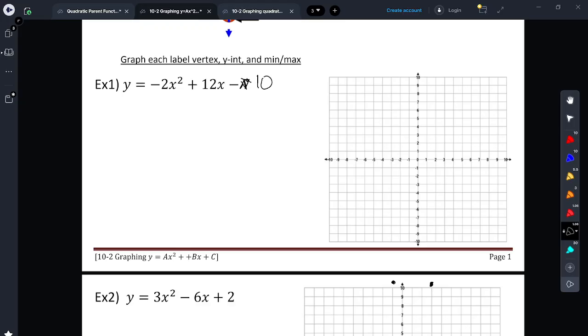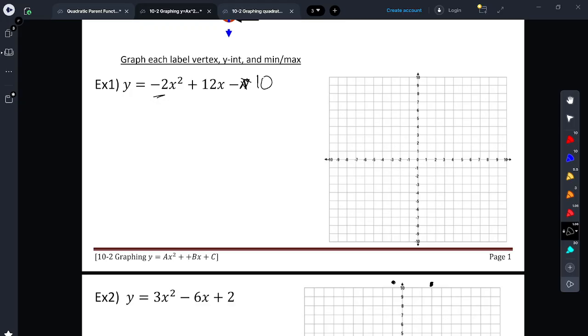Okay, so just looking at this for a minute, what do I know about this graph? Okay, the y-intercept is going to be negative 10. What else do I know? It's going to be a sad face. Why is it going to be a sad face? Because this number is negative.